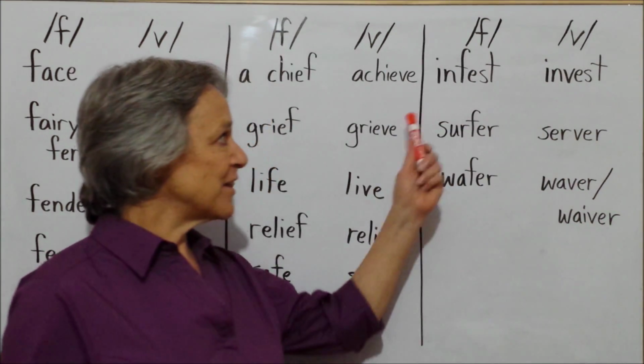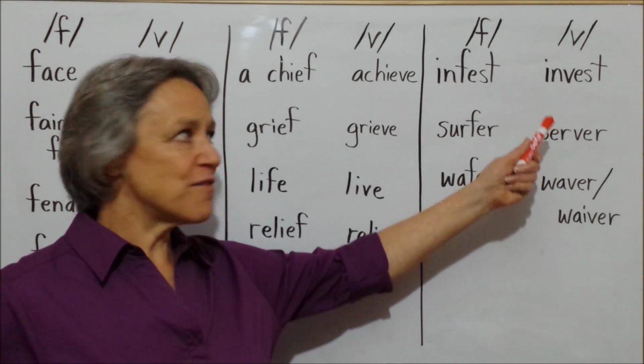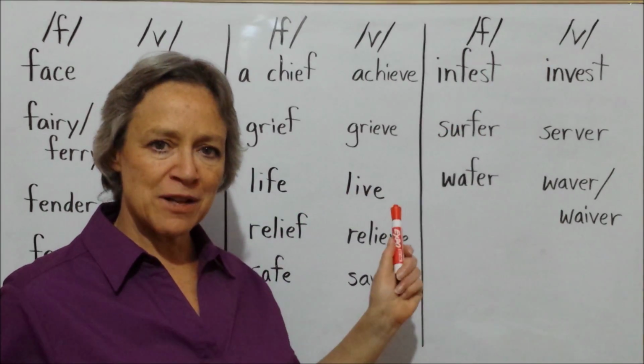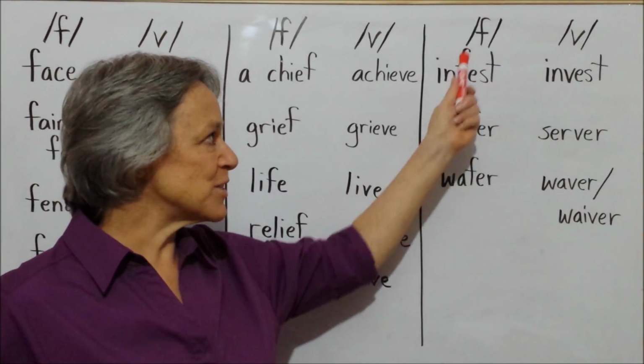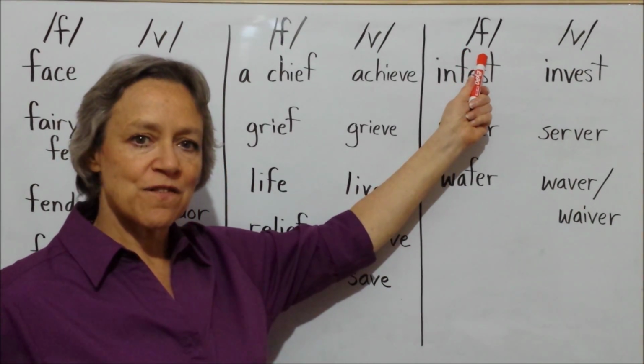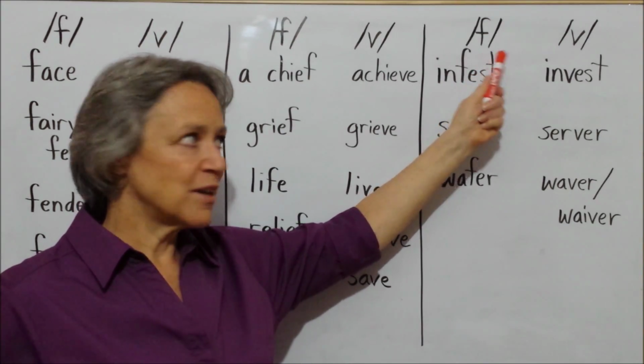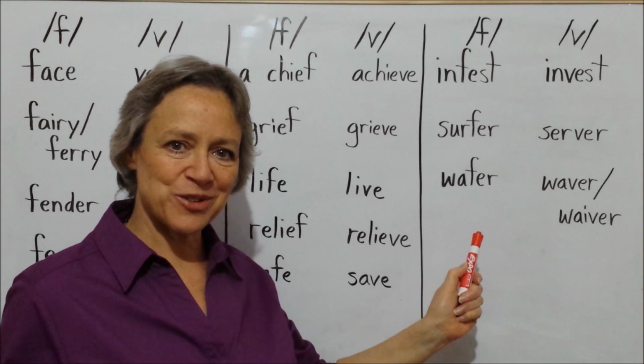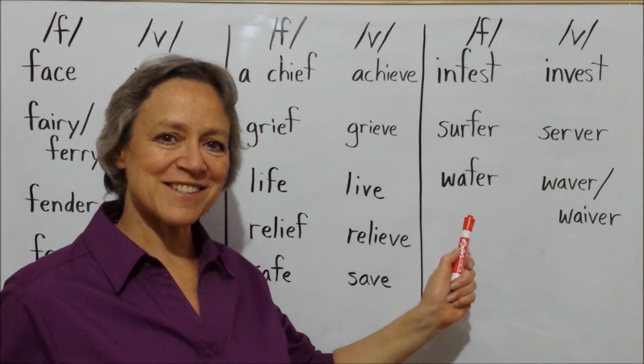Let's practice the words in the last two columns. The words in these two columns have f or v in the middle of the word. The words in this column have f in the middle of the word. The words in this column have v in the middle of the word. Let's practice.